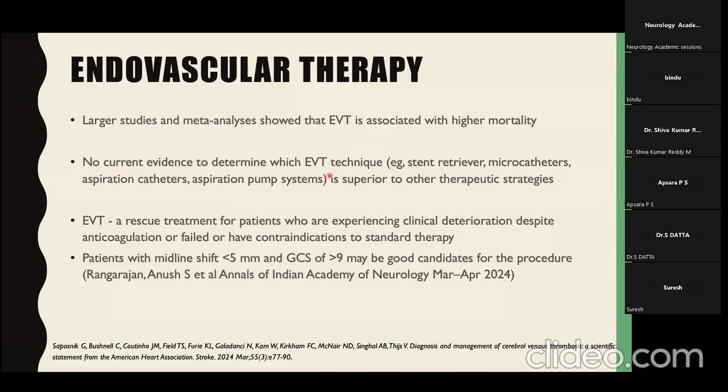There is no current evidence to determine whether one EVT technique is superior to the other therapeutic strategies. It is used as a rescue treatment only when there is clinical deterioration despite anticoagulation, or failed or having contraindications to standard therapy. One study has shown that patients with midline shift less than 5 mm and GCS more than 9 may be good candidates for the EVT procedure.